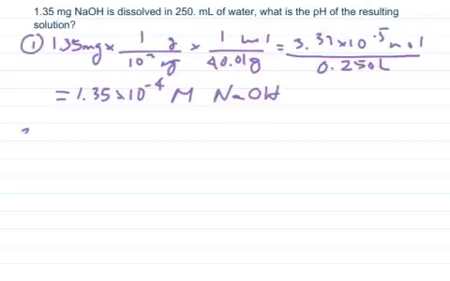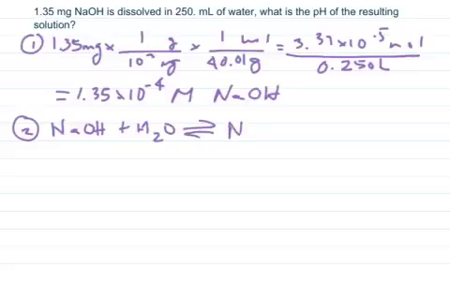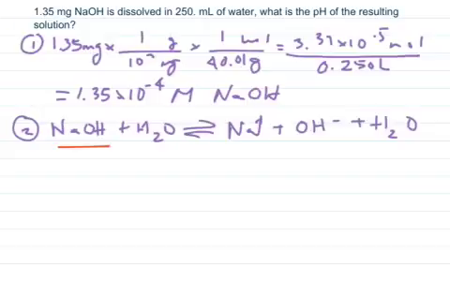Now the second part we're going to do is create a balanced equation. So we have NaOH forms with water. We know we're going to get sodium plus hydroxide plus some excess water that gets formed. And because it's a 1-to-1 ratio, we know that this is also hydroxide.